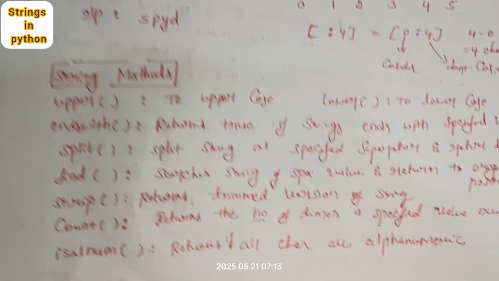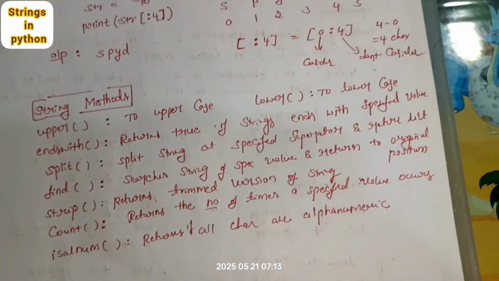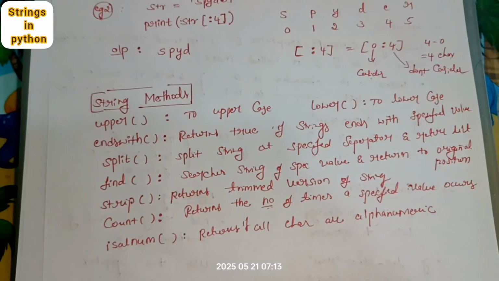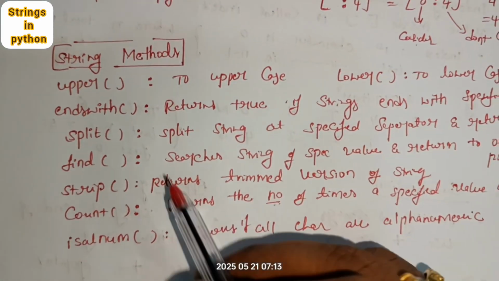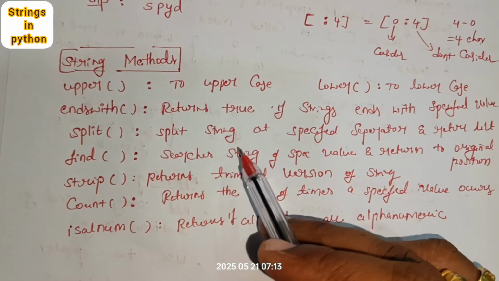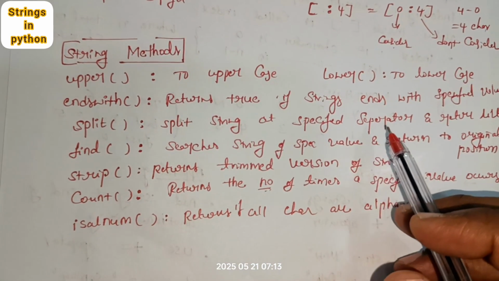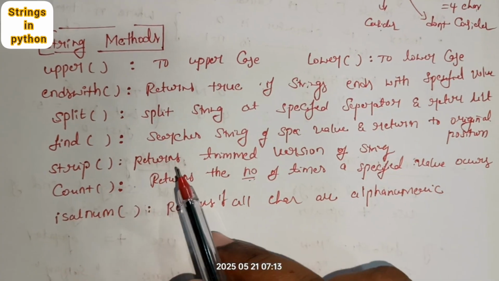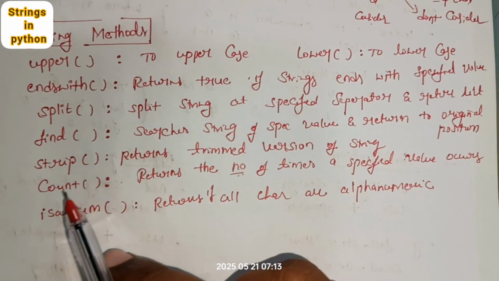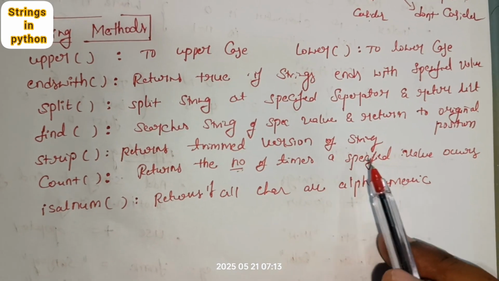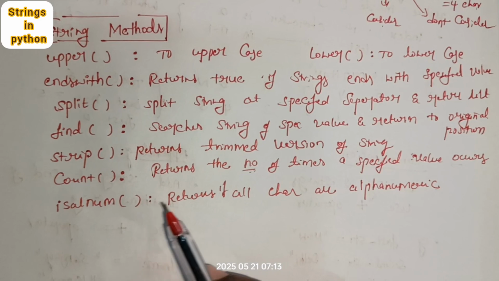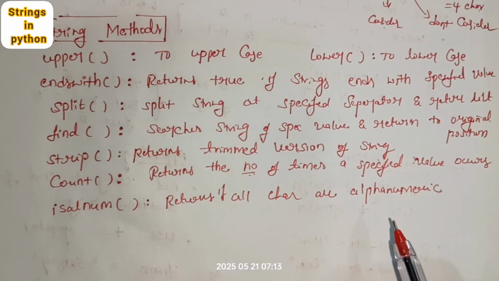They will give a string, and at the end, at the last character of the string, you should observe. If it matches, it is going to return true. Split means we are going to split the string at the specified separator. Find means search the string for a specific value. Strip returns the trimmed version of the string. Count returns the number of times a specified value occurs. Isalnum returns true if all characters are alphanumeric.